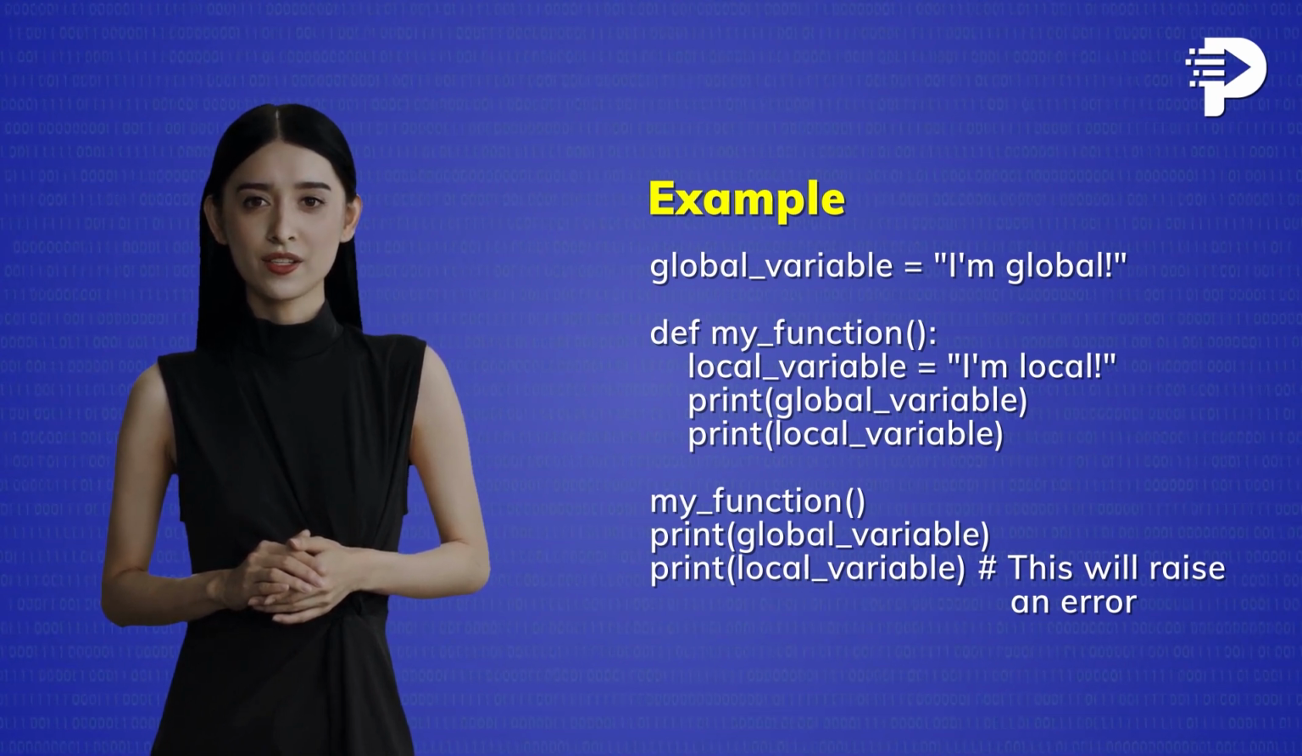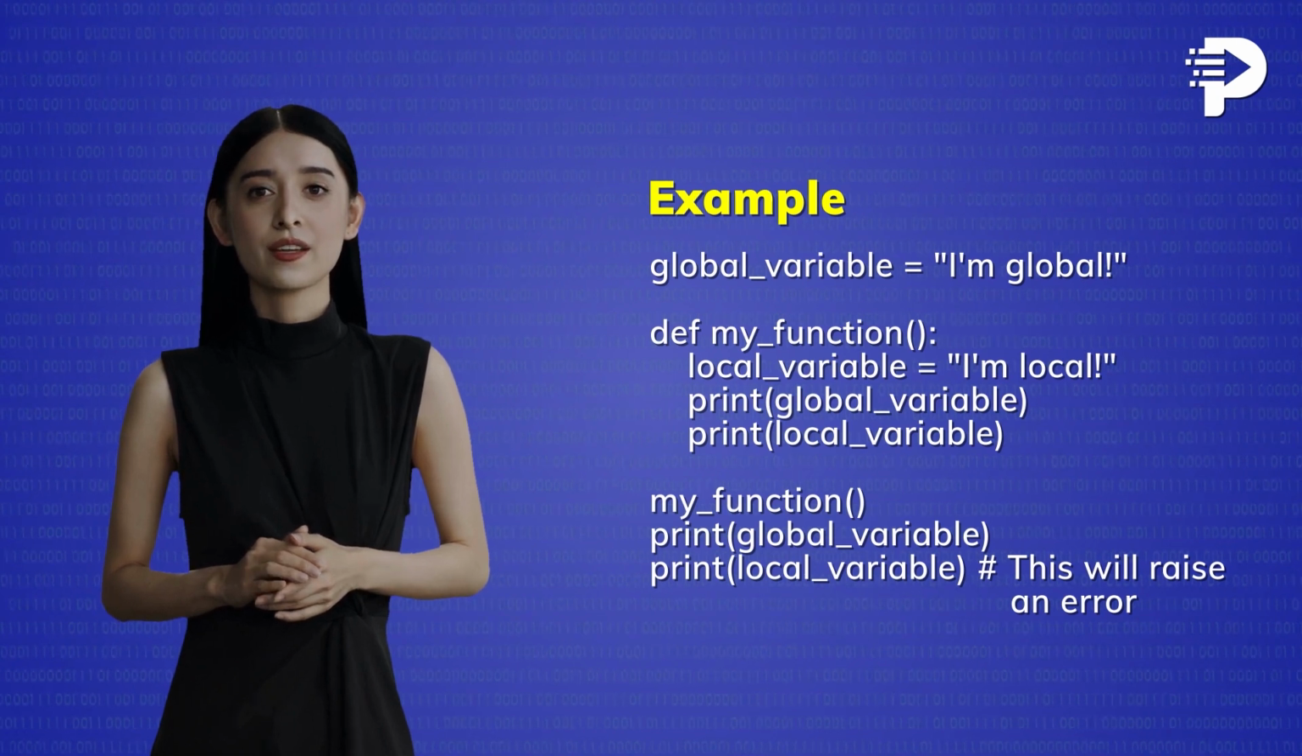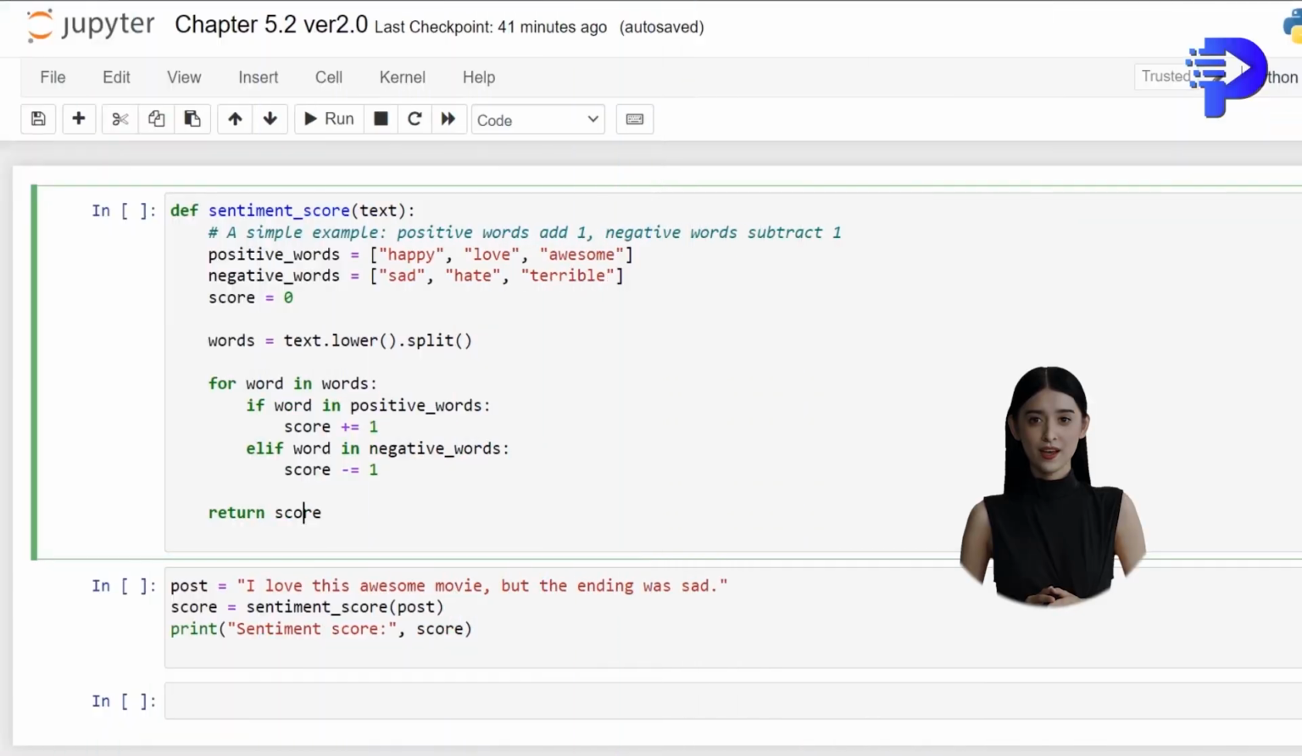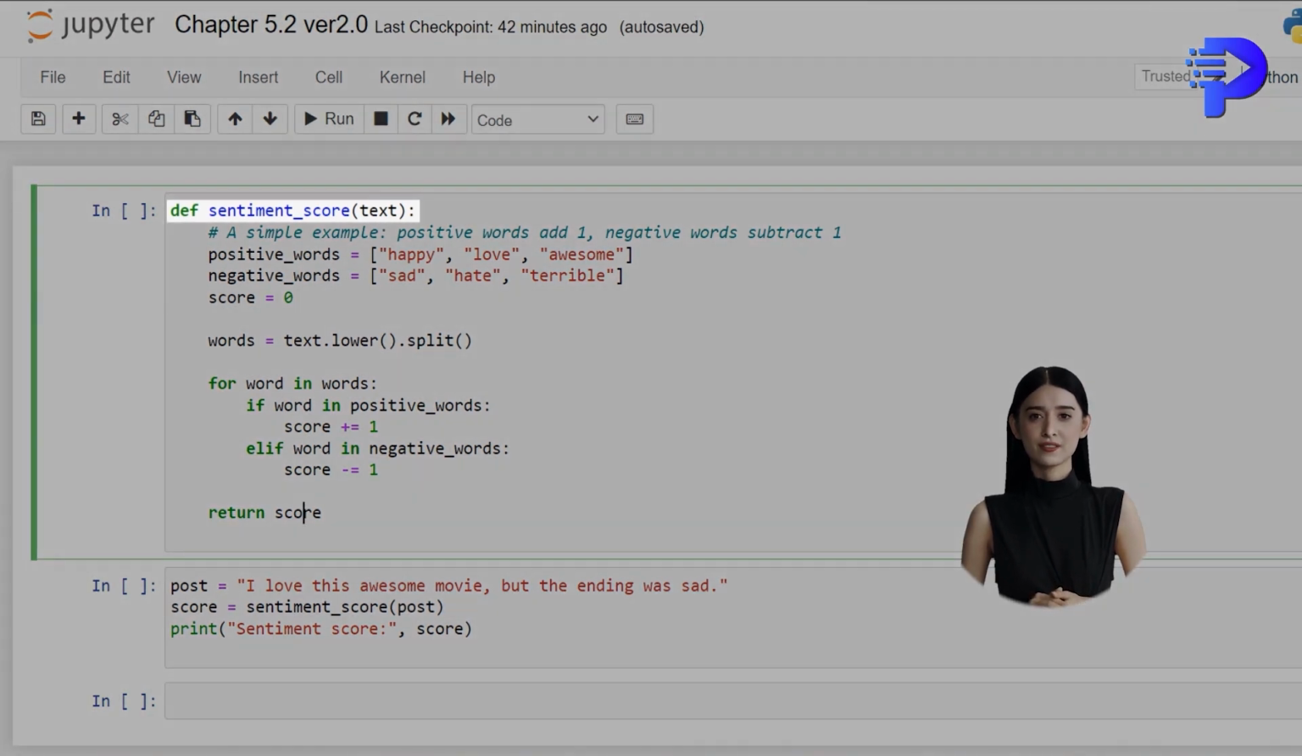Let's now look at return values and scope using a sentiment analysis example. Here, you find a function defined to generate a sentiment score. The function has certain positive words and negative words. The positive words are happy, love, and awesome, and the negative words are sad, hate, and terrible. So based on the presence of these words within the user's text, a particular score is assigned, and the score is iterated over multiple words within the text.